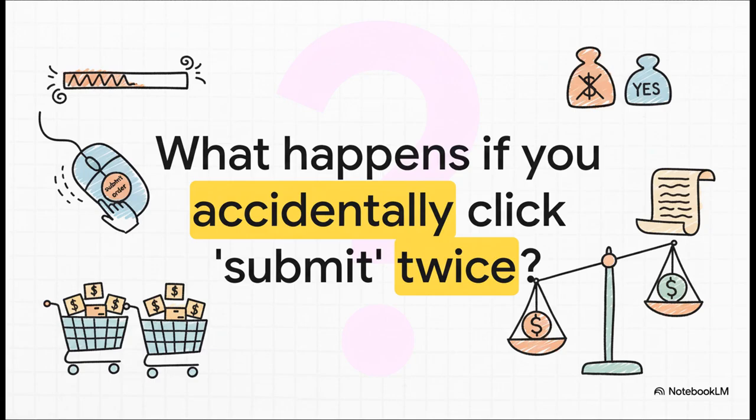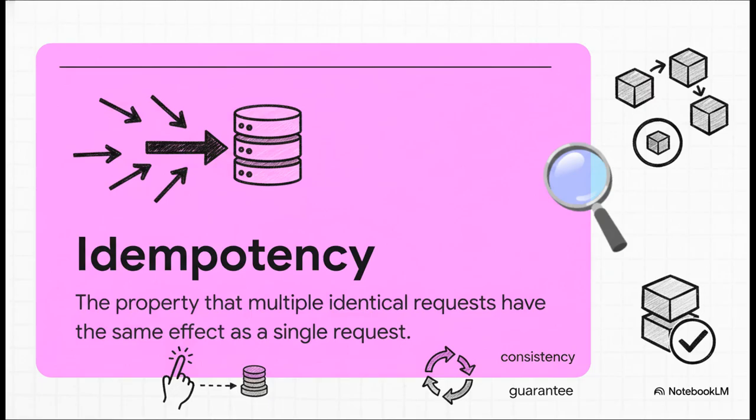Come on, we've all done this. The internet is slow, you get impatient, and you spam that place order button. Then that moment of panic hits. Oh no, did I just buy 2 of them? Well, this exact problem is why a concept called idempotency is so important. Idempotency is basically a safety net.